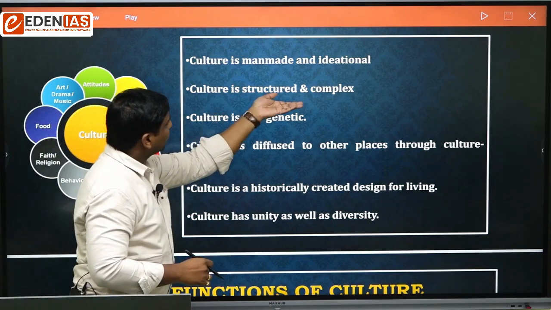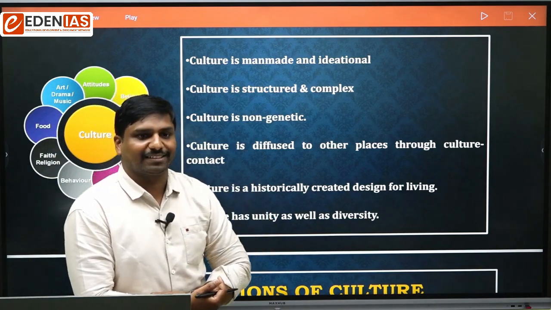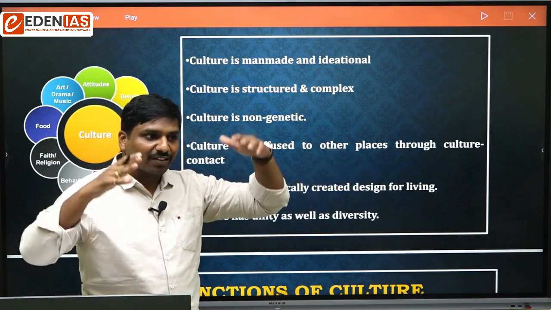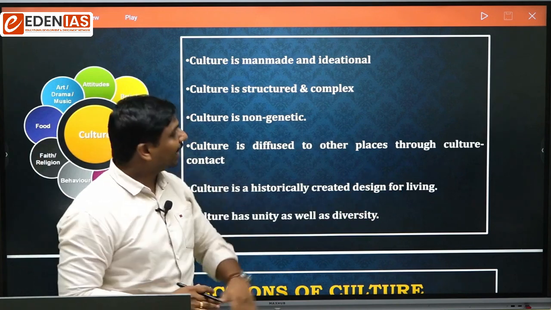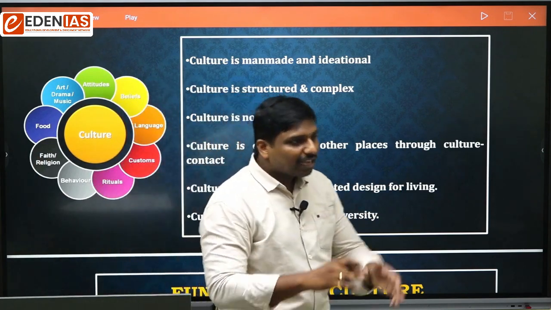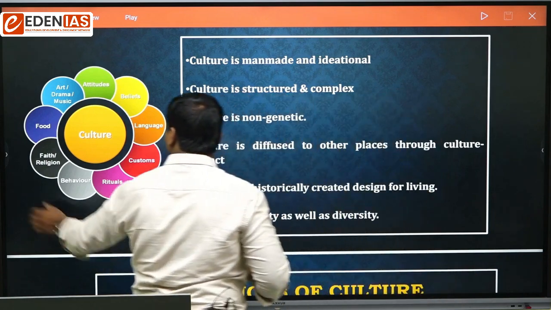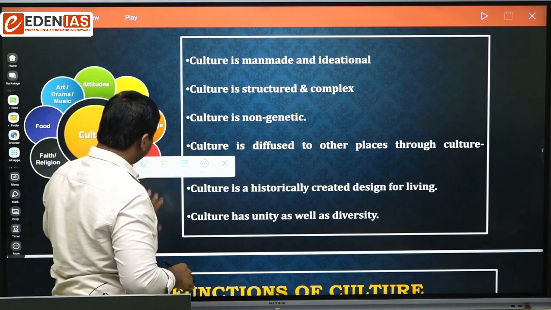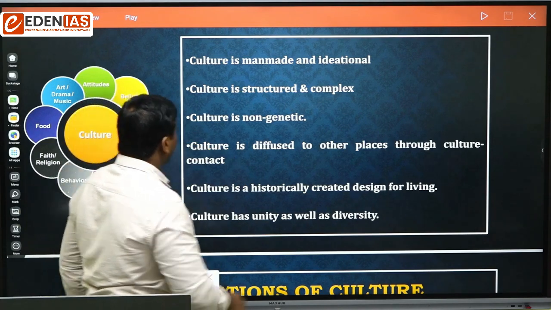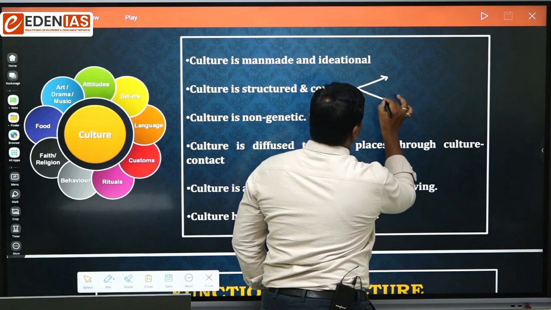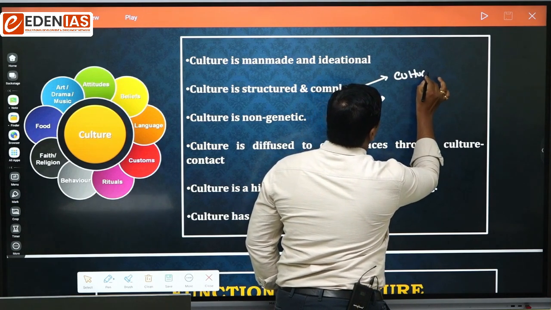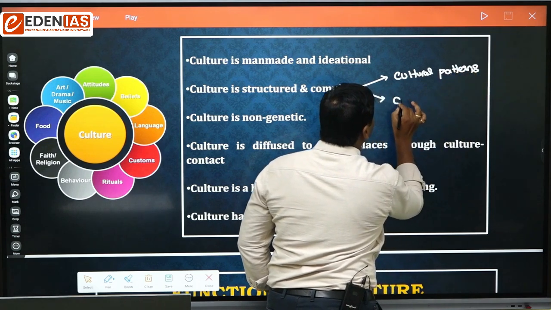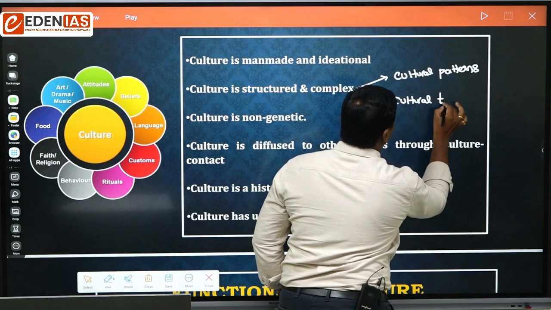So then next thing is culture is structured and culture is complex. From E.B. Taylor's definition, are you able to recollect that culture is a complex whole which includes all those things? And culture is structured. Culture is structured means, if we look from the basic concepts of culture, there would be particular cultural patterns, and these cultural patterns would be made up of various cultural traits.